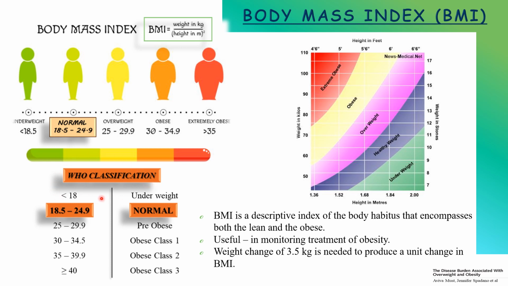So WHO gives a range of 18.5 to 24.9 as a normal BMI. Less than 18.5 is underweight. More than 24.9, that is ranging from 25 to 29.9, is pre-obese or overweight, and beyond 30 we have divided obesity into three classes based on the severity, that is 30 to 34.9 will be obese class 1, BMI ranging from 35 to 39.9 will be obesity class 2, and BMI more than 40 will be obese class 3.